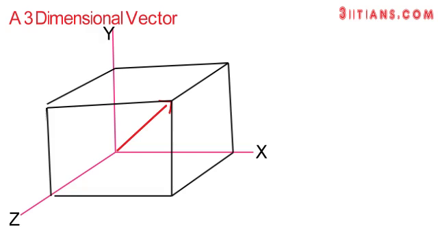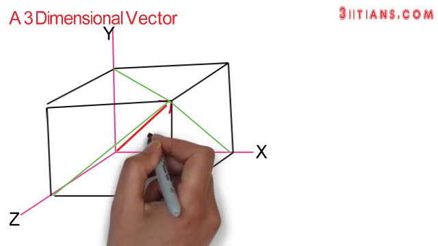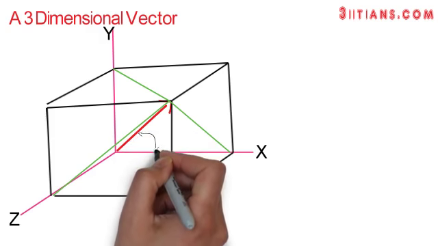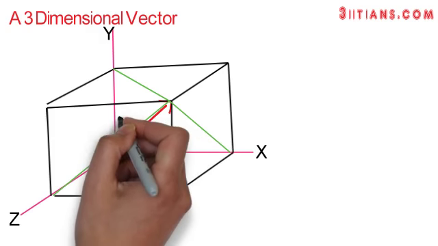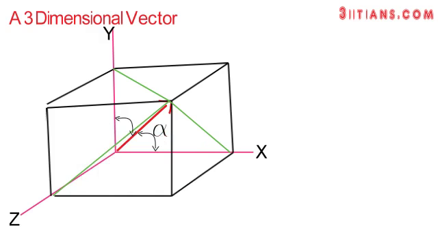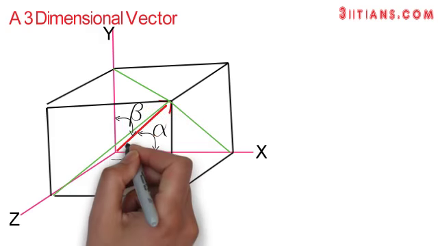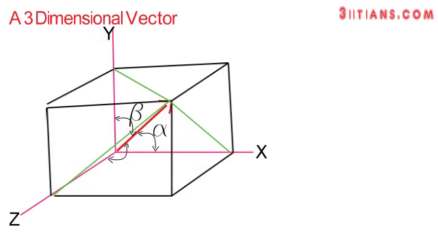Now we draw a perpendicular from the head of the vector on the x, y and z axis. So these are the perpendiculars on the x, y and z axis. These perpendiculars will be diagonals to the faces of the box. The angle which the vector makes with the x-axis will be this angle alpha. The angle which the vector makes with the y-axis will be this angle beta. And the angle which the vector makes with the z-axis will be this angle gamma.